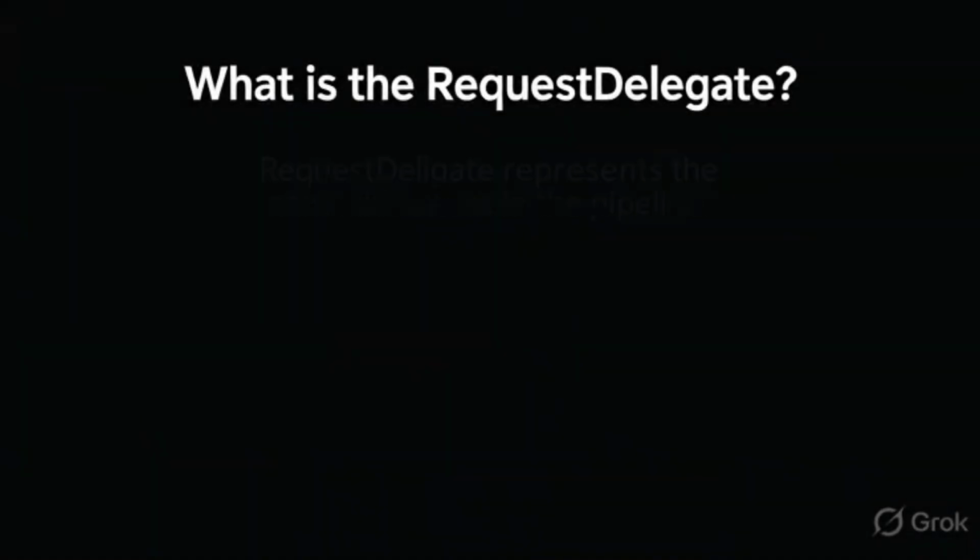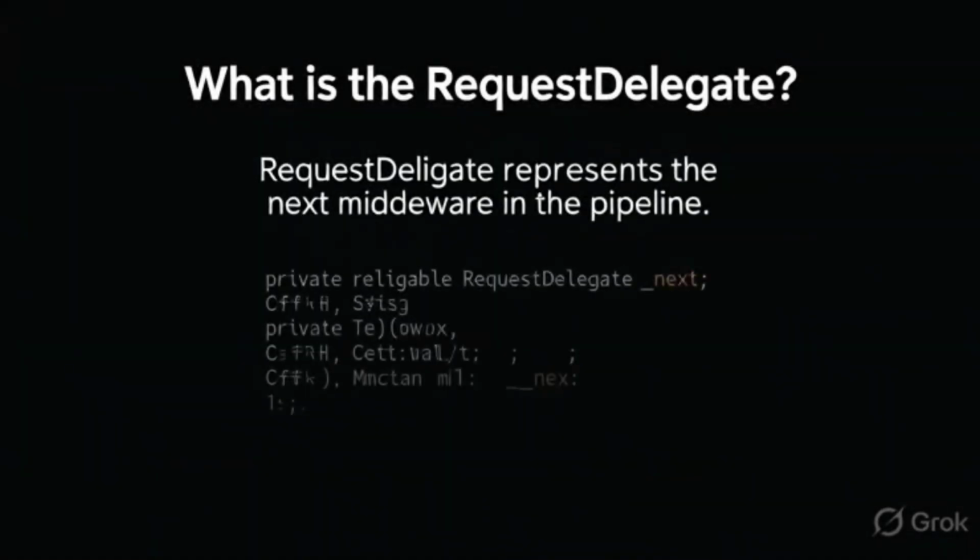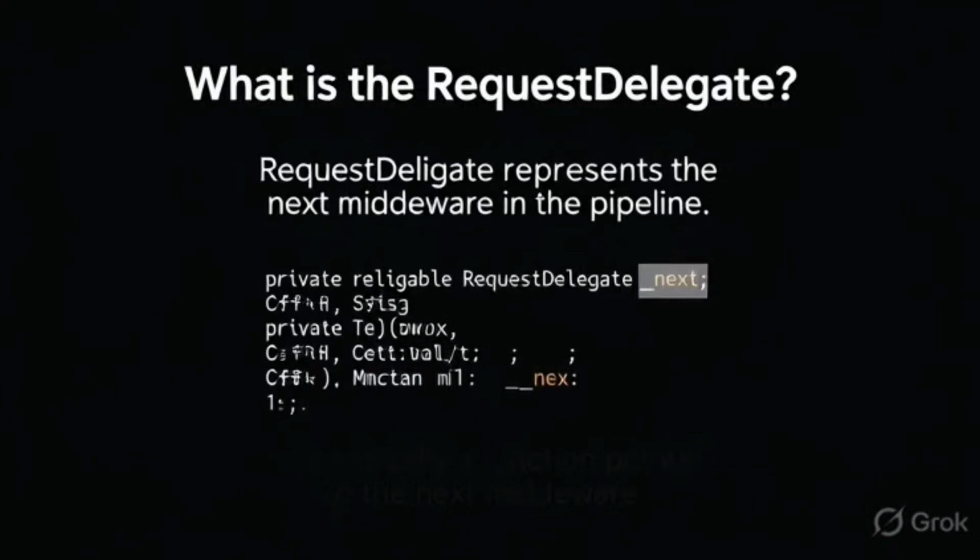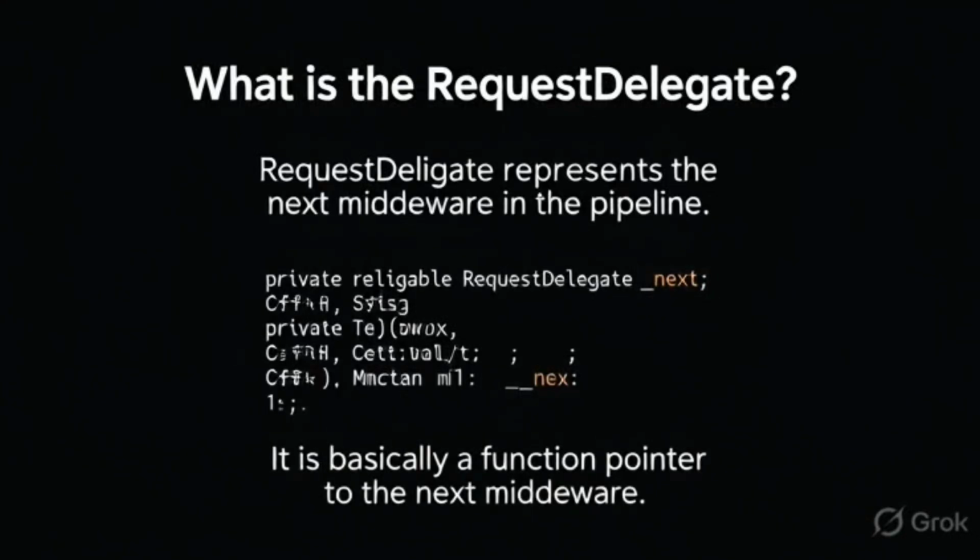What is the request delegate? Request delegate represents the next middleware in the pipeline. It is basically a function pointer to the next middleware.